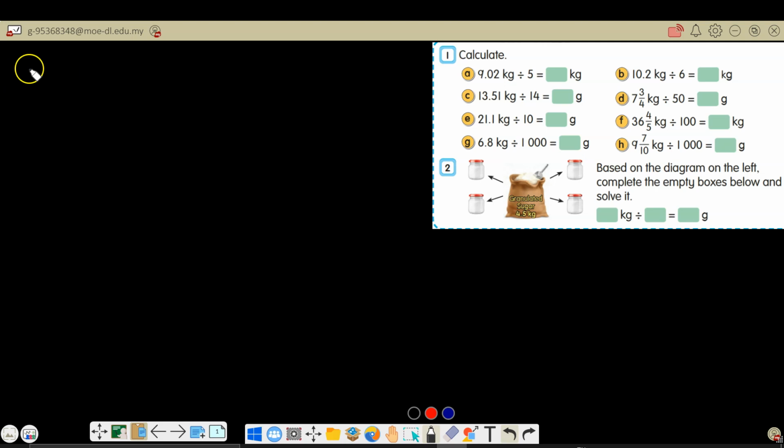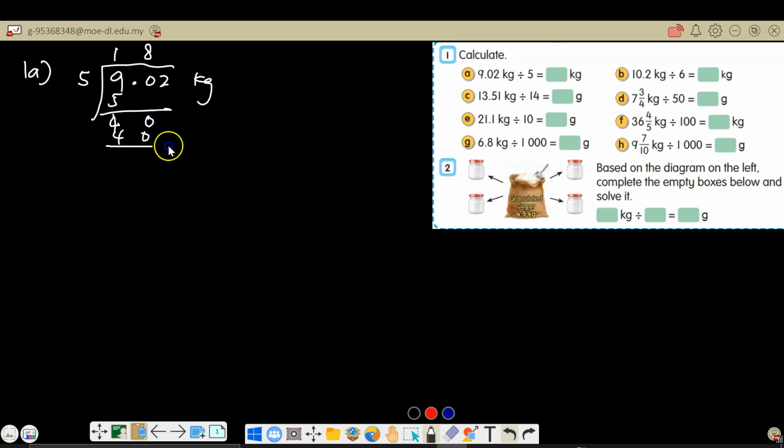For question 1a, we have to divide 9.02 kg divided by 5. So the number that's divided will be put outside. 155. Balance is 4, bring down 0, 8, 5, 40, bring down 2. We have a balance here. Now this is the decimal point, so we can always add 0, bring down 0.